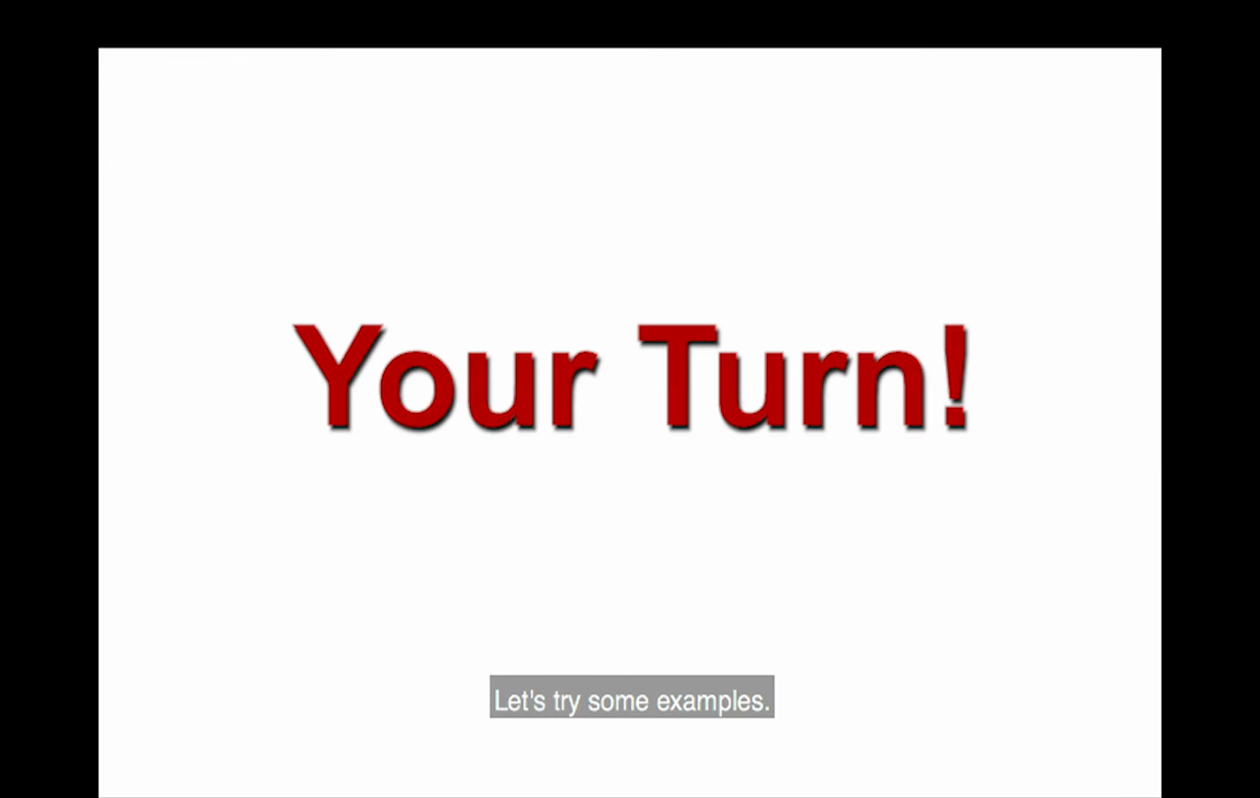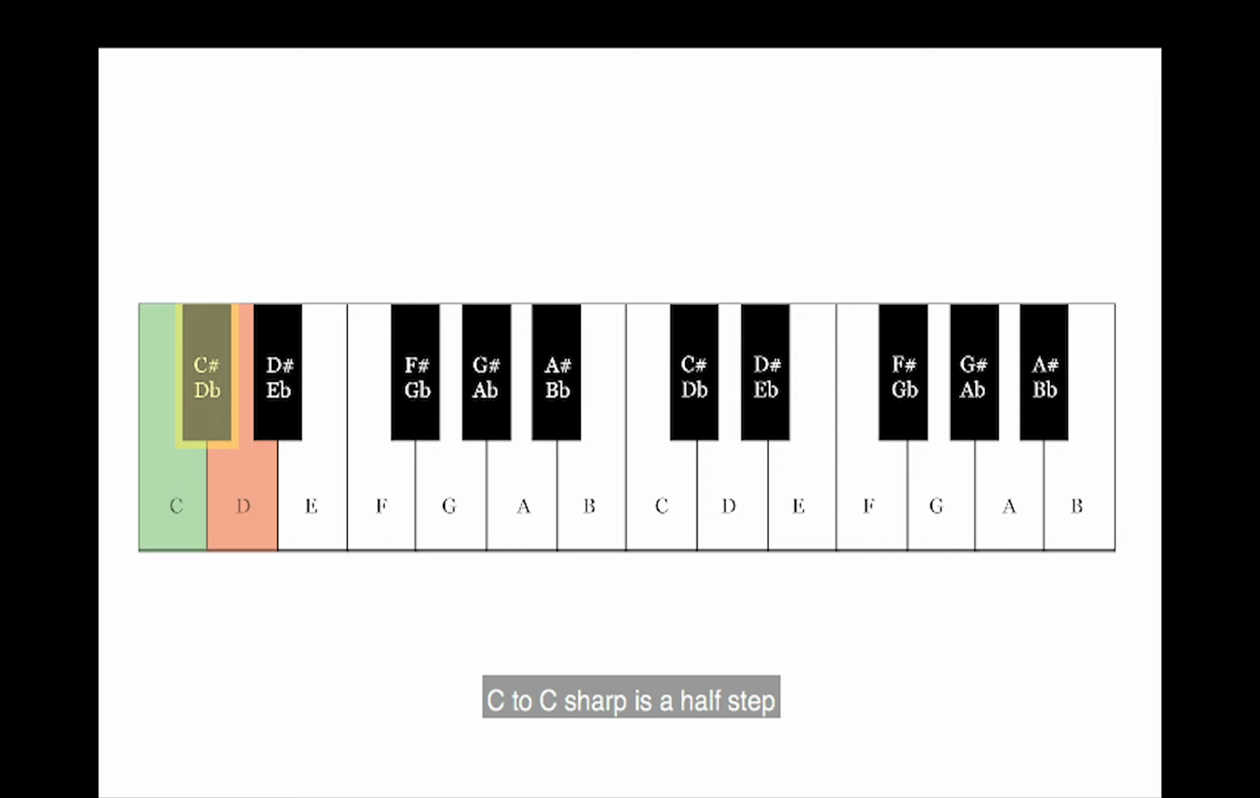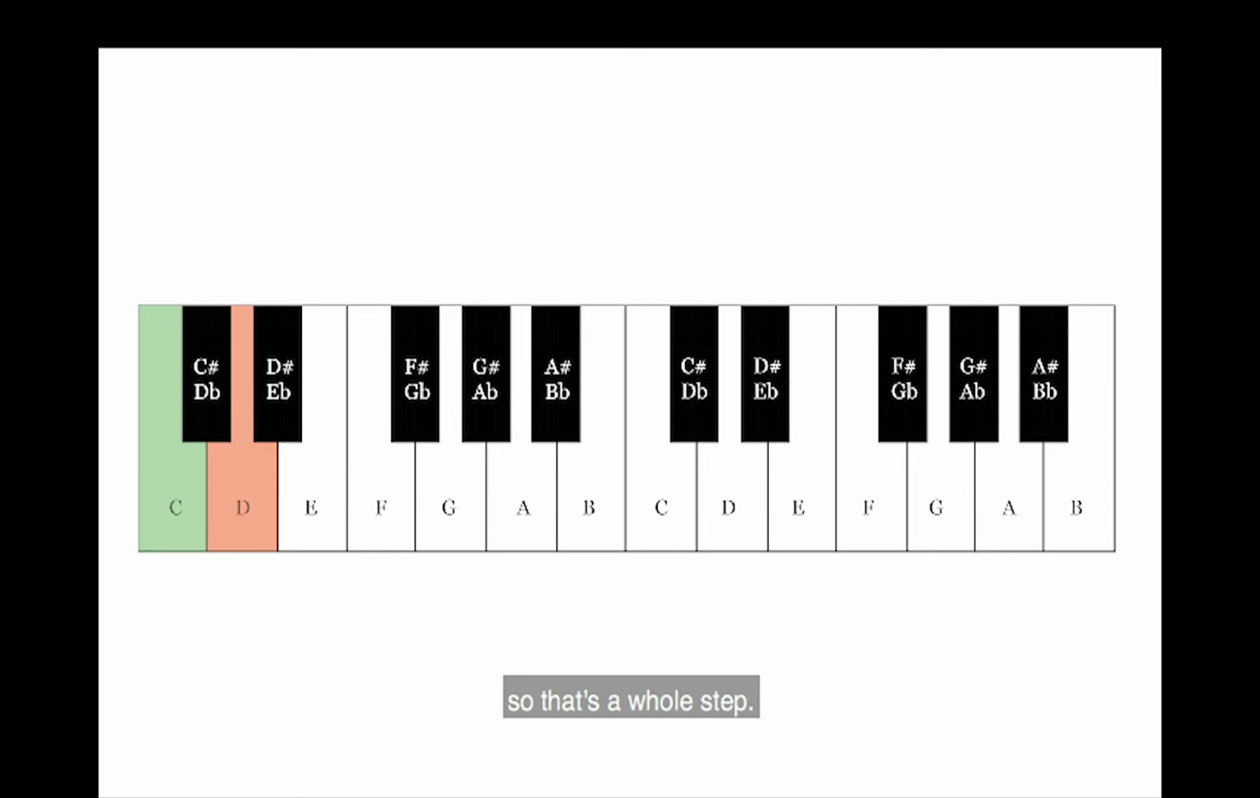Let's try some examples. Try to say the answer out loud before it appears on your screen. Is this an example of a half step or a whole step? C to D. C to C sharp is a half step. C sharp to D is another half step. Half plus half, so that's a whole step.